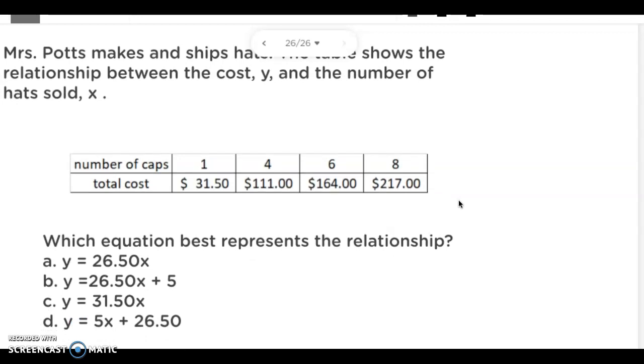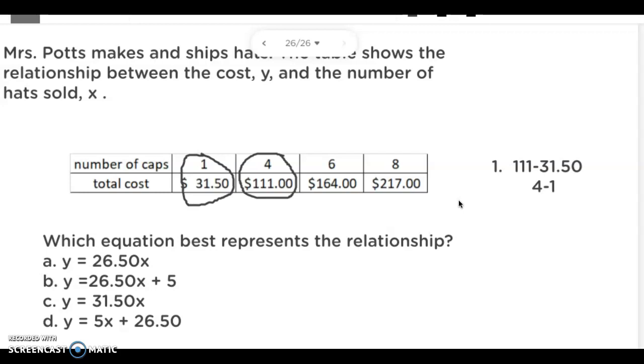All right, so let's get into it. I'm gonna do the same thing. I'm gonna select my points. Let's go with this one, and let's go with this one. All right. So one, I want to find my slope. So in this one, I will have 111 minus 31.5, and that's going to be over 4 minus 1.